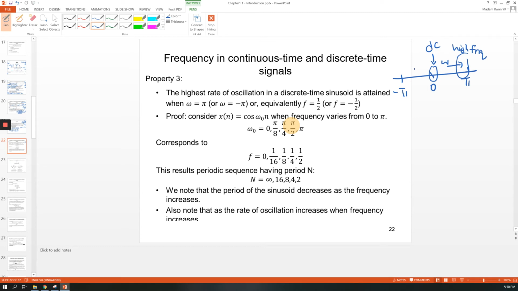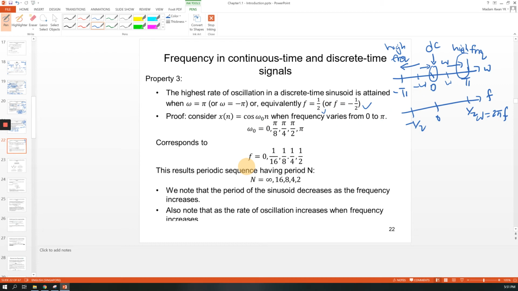Since they are symmetric, this area is also high frequency. If you move it over here, omega can be negative. This is positive omega, this is negative omega. If you push it over here, it goes towards low frequency. So this is minus omega, this is omega. If you change this omega axis to f, using omega equals 2 pi f, you will find that corresponding to minus pi here is minus half, this is 0, this is half. Therefore, these sentences here: consider x[n] equals cos omega naught n when frequency varies from 0 to pi.